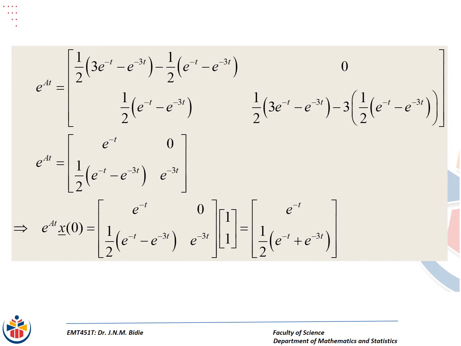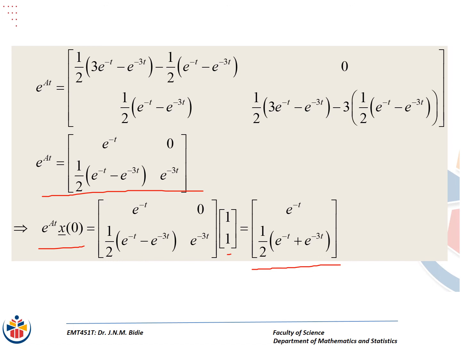Here I did the substitution and simplified it. Please check if you are going to get the same answers. So this is my e to the power At. The next step in the solution, the first term is e to the power At multiplied by x of 0, and our x of 0 was given to be 1, 1. I substituted, did the multiplication, and you need to check whether you're going to get your first term as that solution.